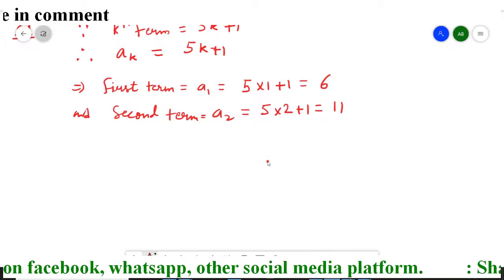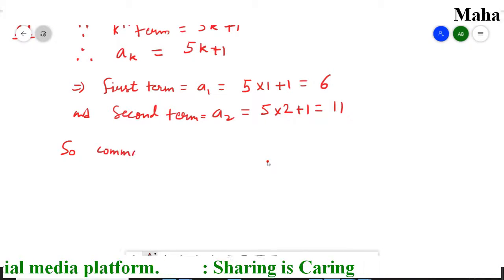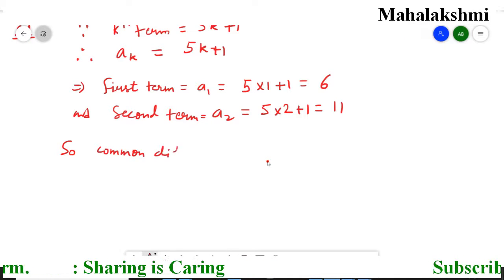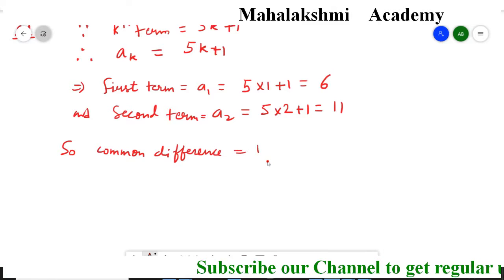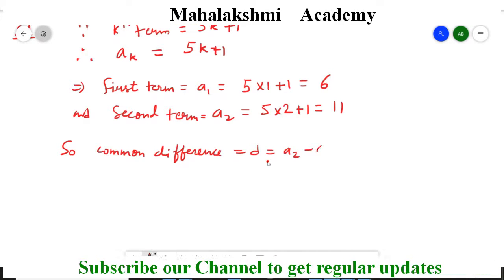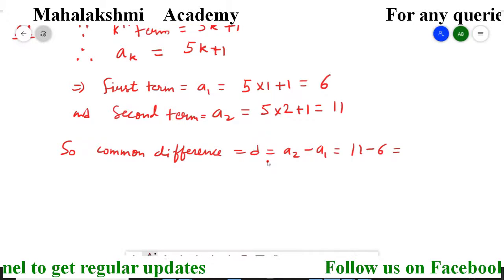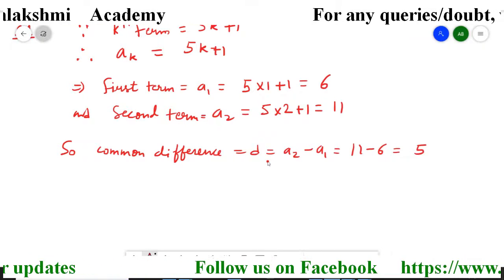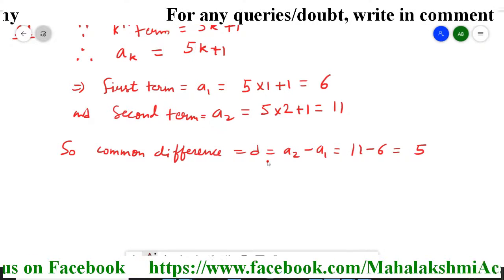Now after finding the first term and second term, we'll calculate the common difference. So common difference D is equal to A2 minus A1, that is 11 minus 6, which is 5. Now we'll write down the formula of the sum of n terms because we have to calculate that only.